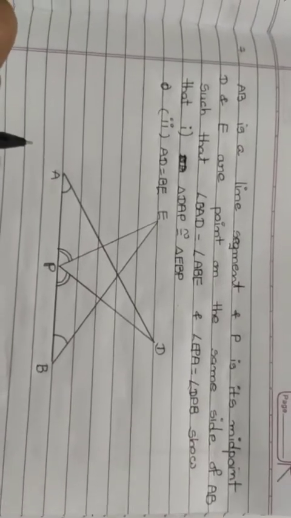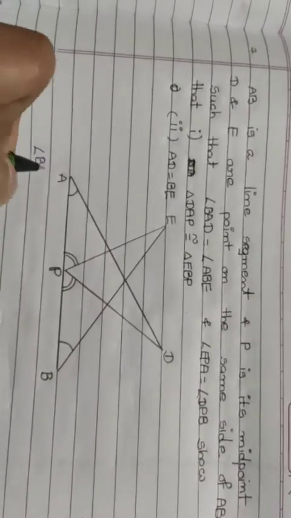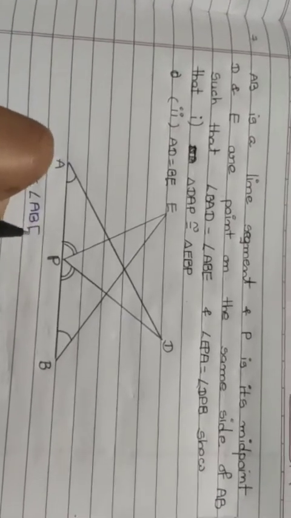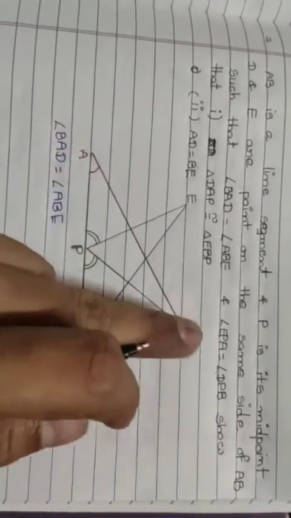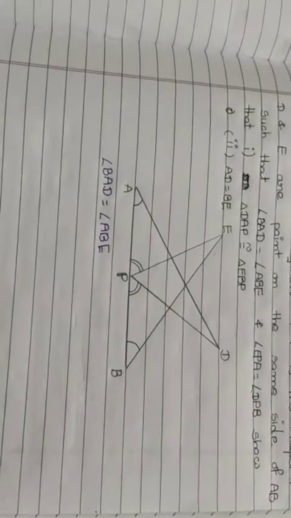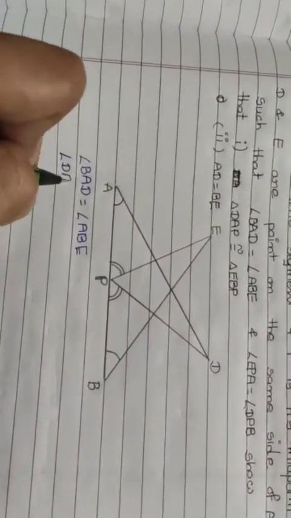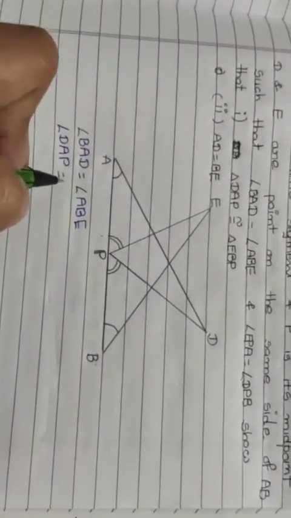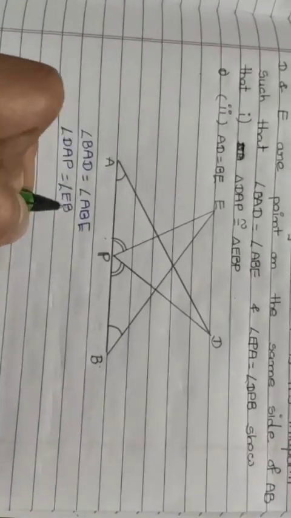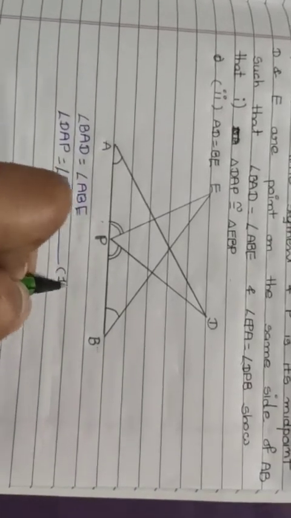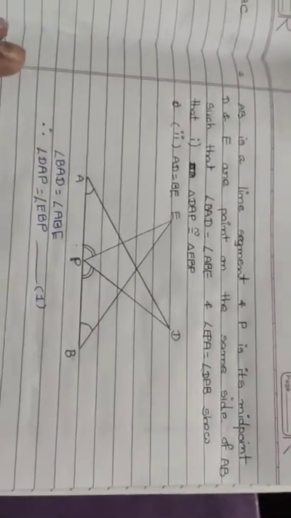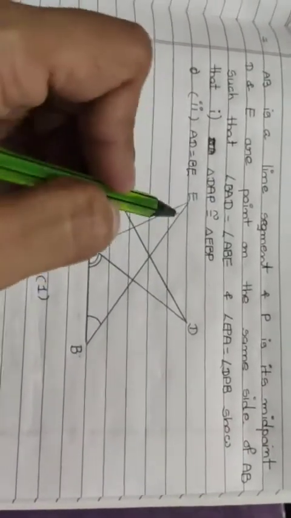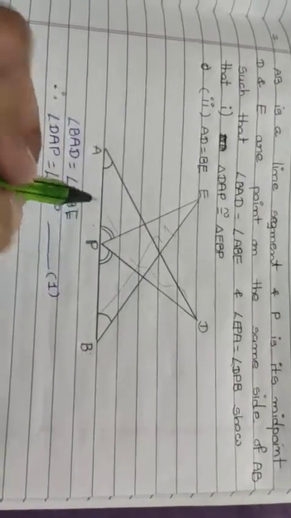So first data is given, that is angle BAD is equal to ABE. So angle BAD means this angle, and this angle can be written as DAP in short form, and it can be written as EBP. So we will name this as result number 1. Now we have to prove that angle DAP is congruent to EPB. That means this angle we have to prove and this angle we have to prove.